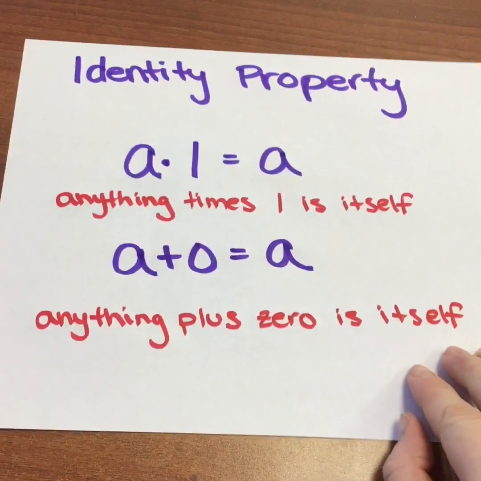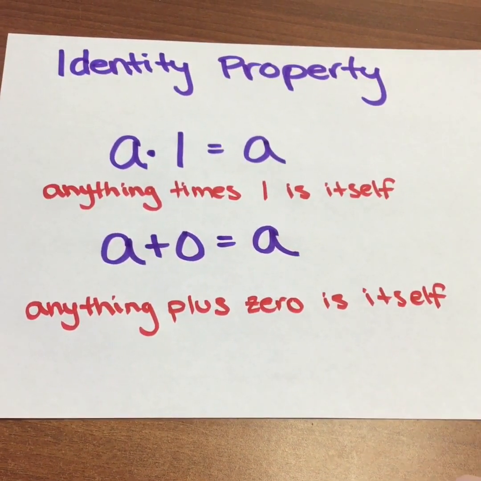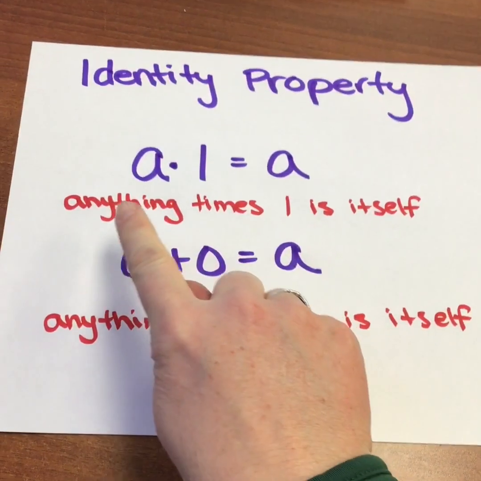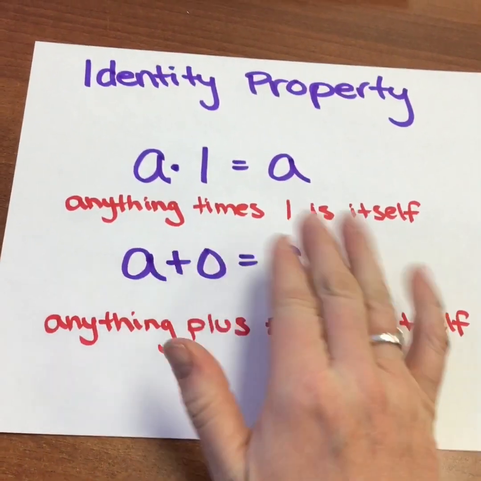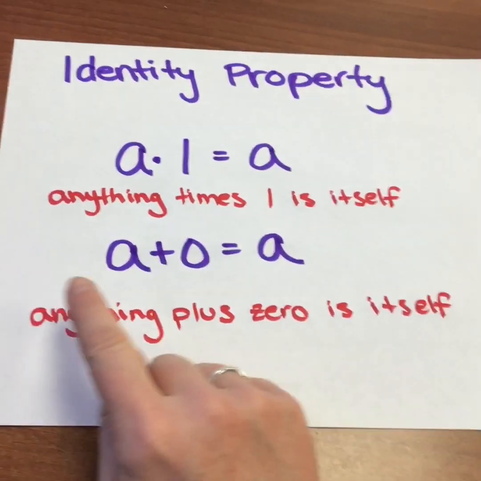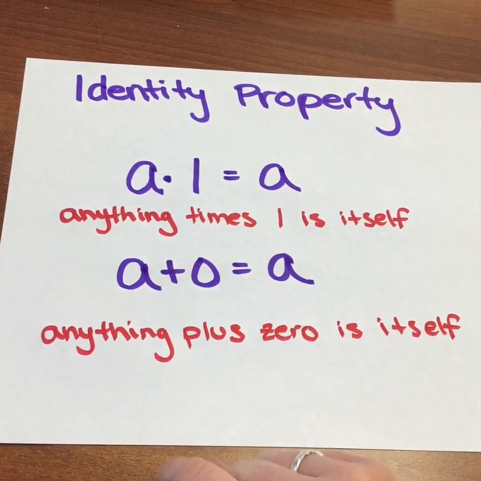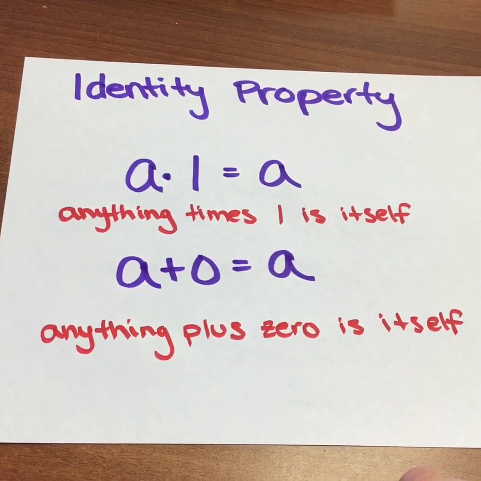The identity property, you guys have been using this forever. A times 1 is A. Anything times 1 is itself. And A plus 0 equals A. Anything plus 0 is itself.